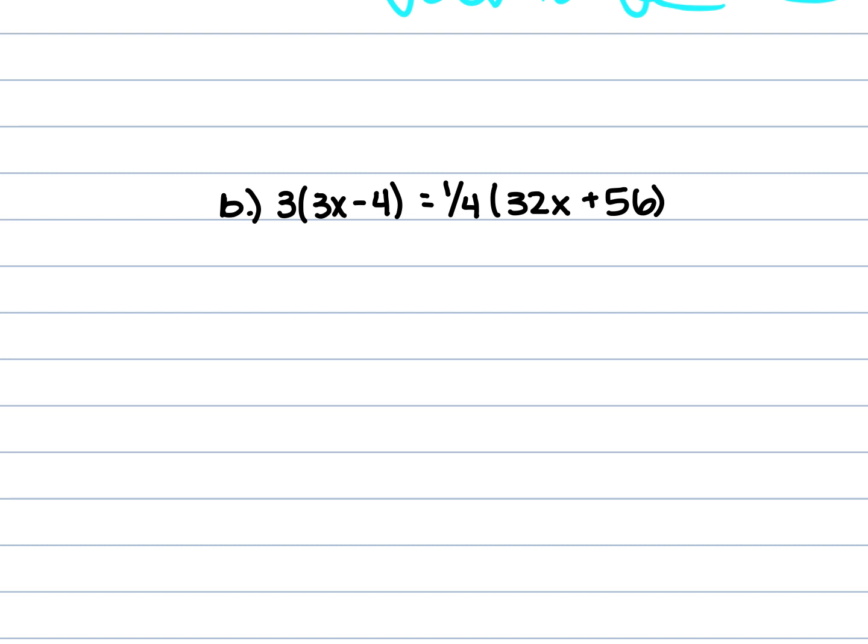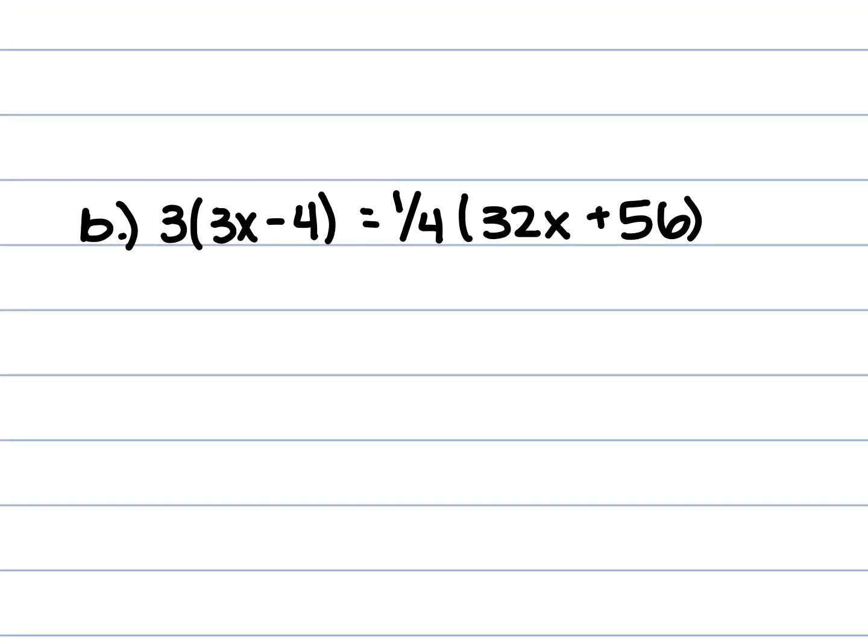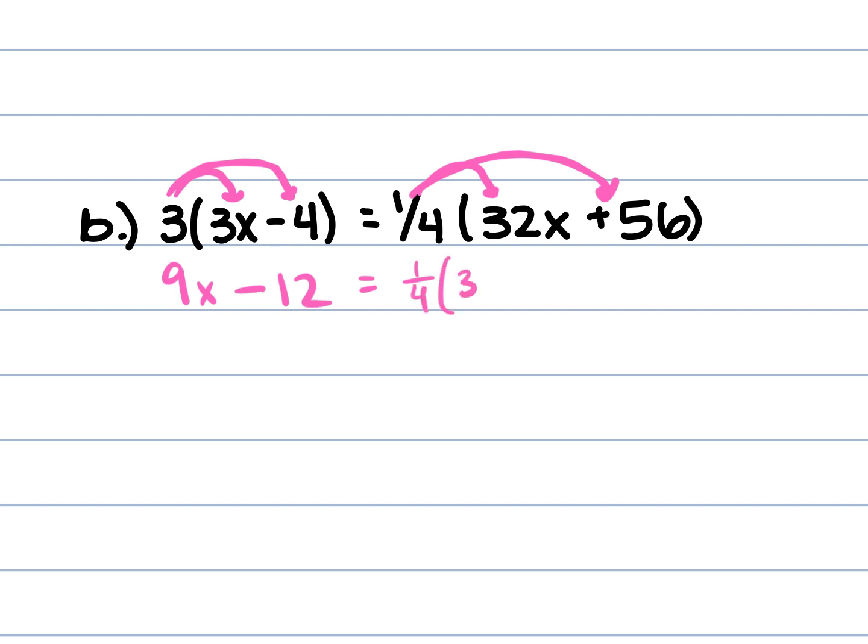All right, let's take a look at B. I'm going to simplify both sides of the equal sign first before I combine any like terms. So I'm going to distribute the 3 to the parentheses, and I'm going to distribute the 1/4 inside the parentheses. So let's start with the left side. I have 3 times 3x, which would be 9x, and 3 times negative 4, which is negative 12. On the right, I have 1/4 times 32x plus 1/4 times 56.